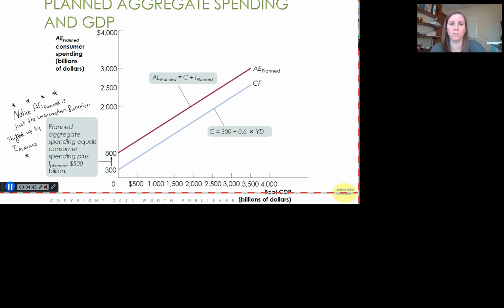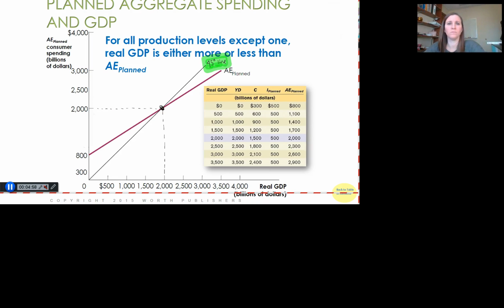And what I want you also to know is that the planned aggregate expenditures, notice that it's perfectly parallel to the consumption function. It's just shifted up by the amount of investments, planned investment spending. That seems pretty intuitive, right?